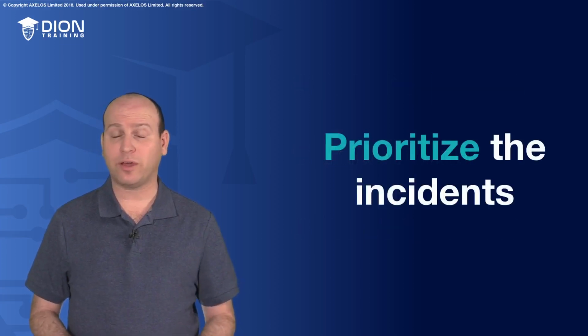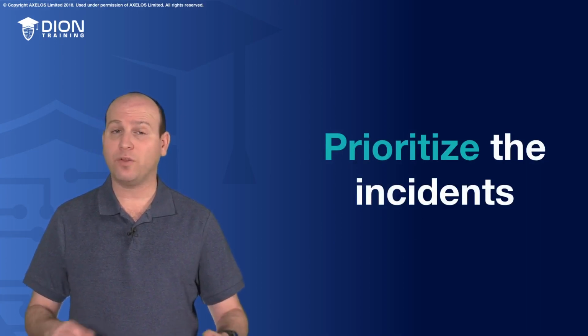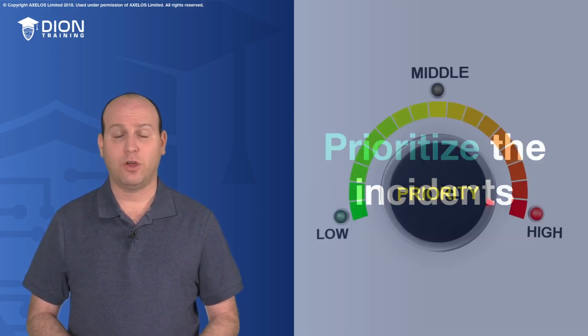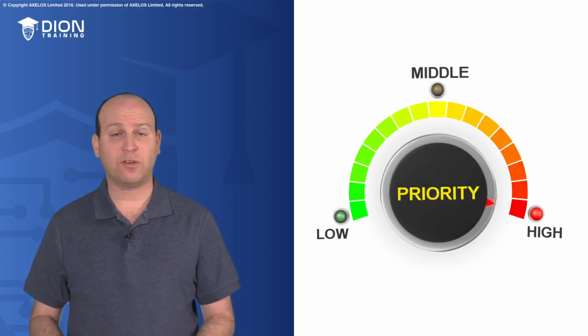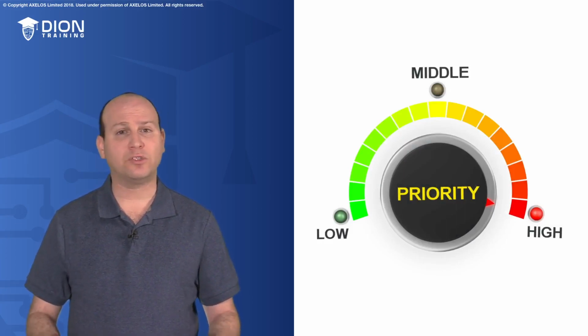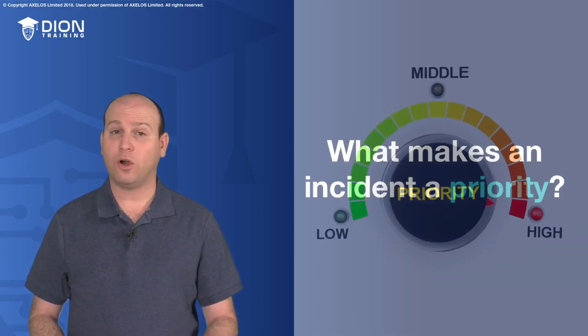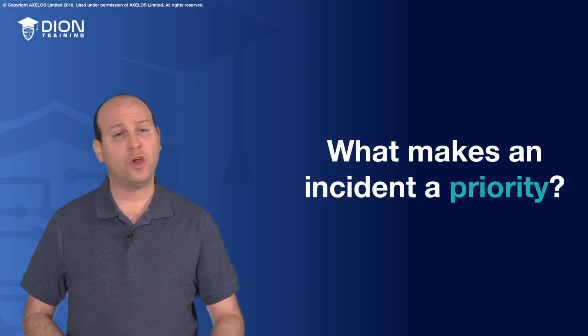Now, when it comes to prioritizing our incidents, I like to do it based on an agreed classification. Everyone should know what that classification is. Are we going to use high, medium, and low? Are we going to use a 1 through 5 system? Whatever it is, you need to know it, your customers need to know it, and everyone who supports the systems needs to know it.